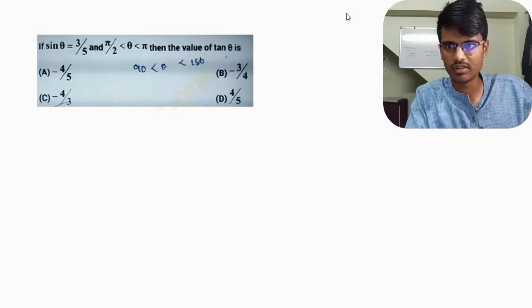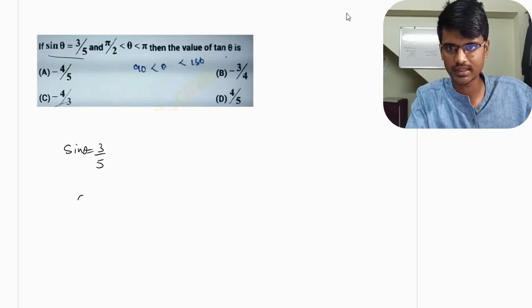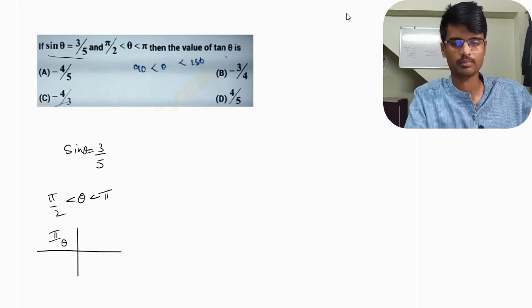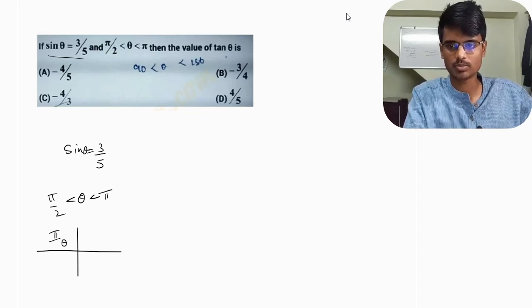Yeah, they have given us the sine theta. The sine theta value is 3 by 5, and they are telling us that theta is greater than pi by 2 and less than pi. This means it is in the second quadrant, right? In the second quadrant, only sine theta and cosec theta are positive. The rest are all negative. Okay, this is very important.